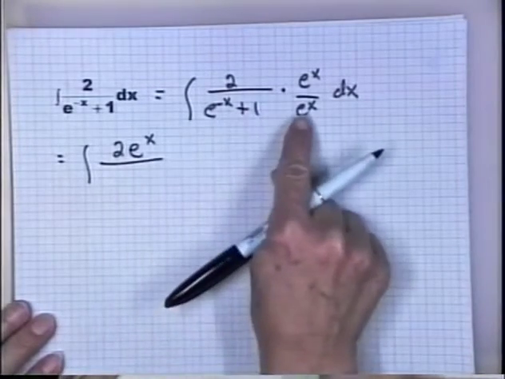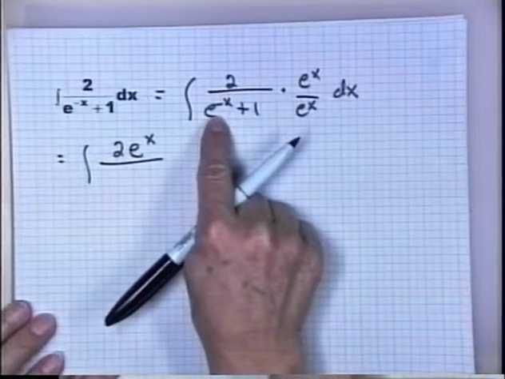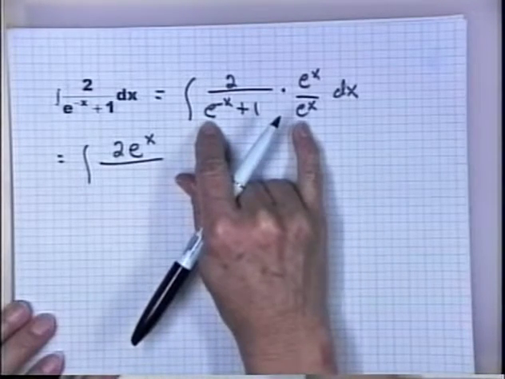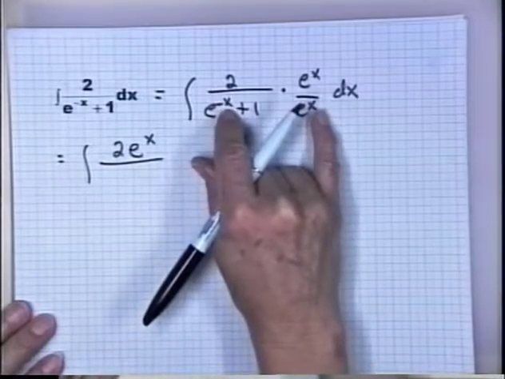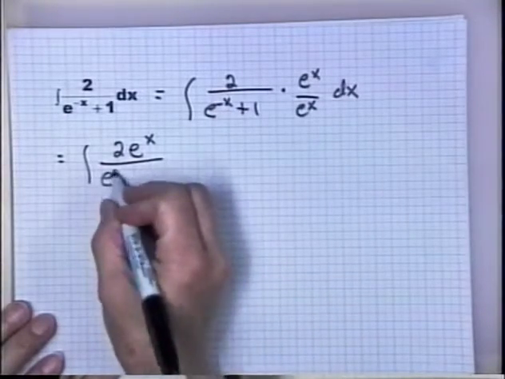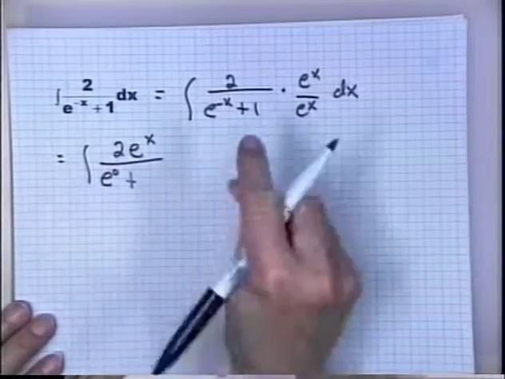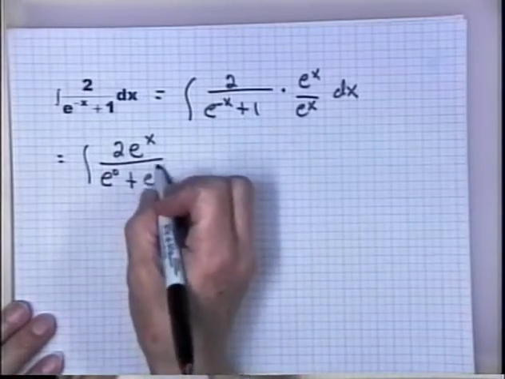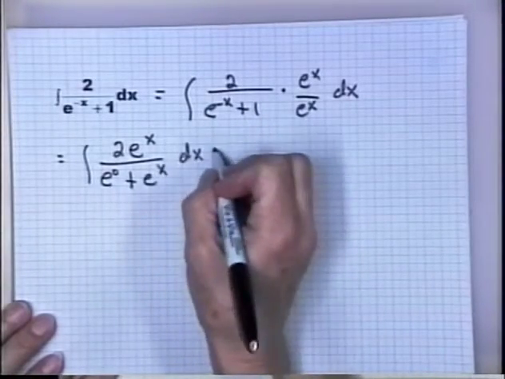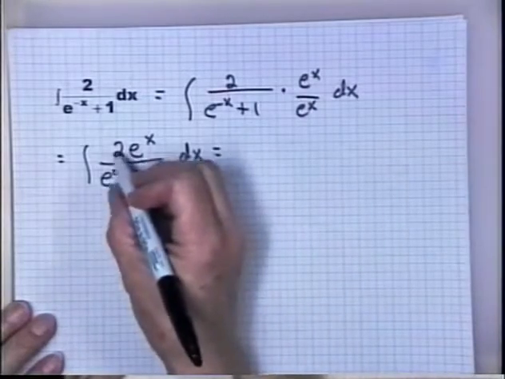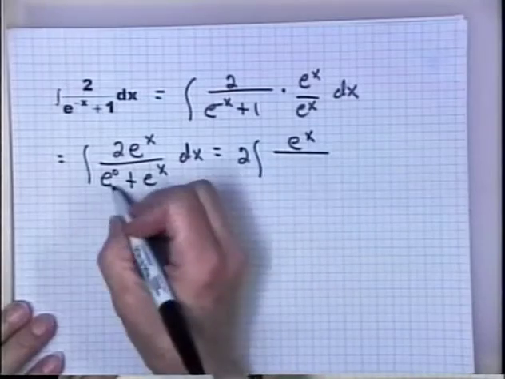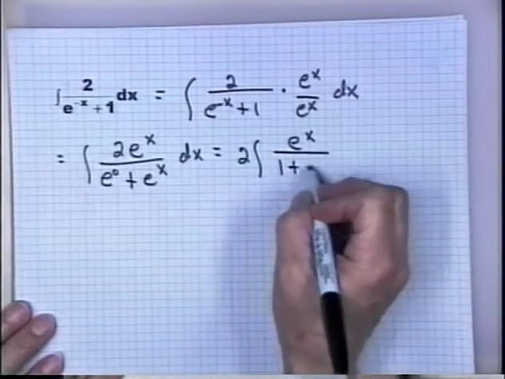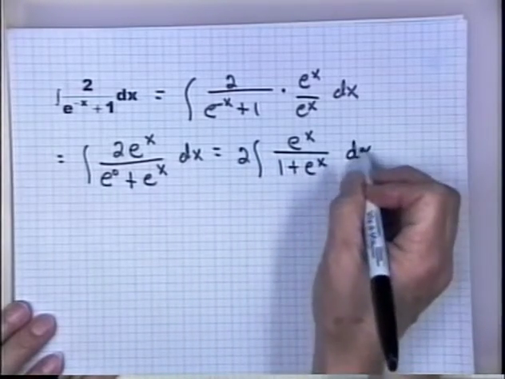Now, let's talk about this. When I multiply e to the x times e to the negative x, it's the same base, so we add exponents. So I have e to the what? 0. Plus 1 times e to the x is e to the x. Now, let me do just a little bit more work. 2 times this, I can pull the 2 in front. I have e to the x here. E to the 0 is 1 plus e to the x.